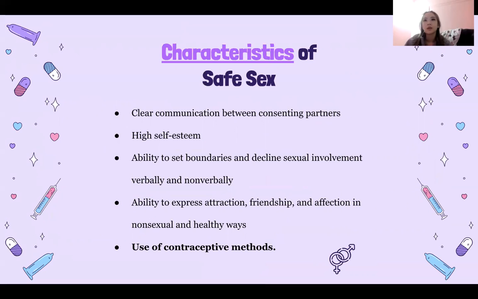And here are some of the characteristics of safe sex. Clear communication between consenting partners, high self-esteem, ability to set boundaries and decline sexual involvement verbally and non-verbally, ability to express attraction, friendship, and affection in non-sexual and healthy ways, and most importantly, use of contraceptive methods.